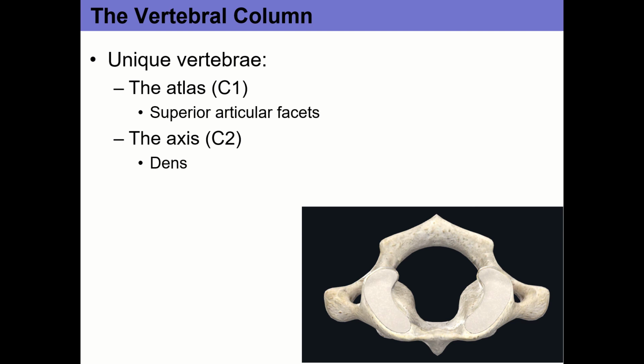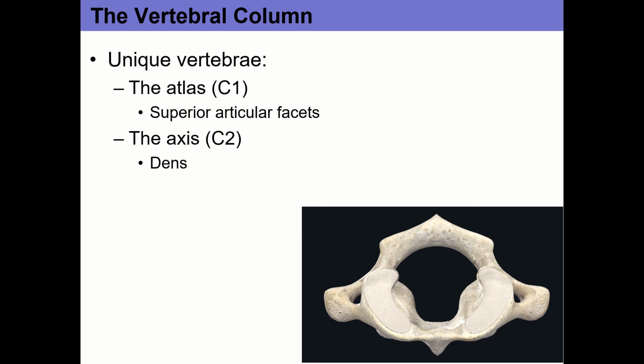And that Titan's name was Atlas. And so in terms of the vertebral column, your atlas holds up your world, aka your skull and brain. And so your top vertebrae that holds up your skull is called the atlas. And so that's the C1 vertebrae.